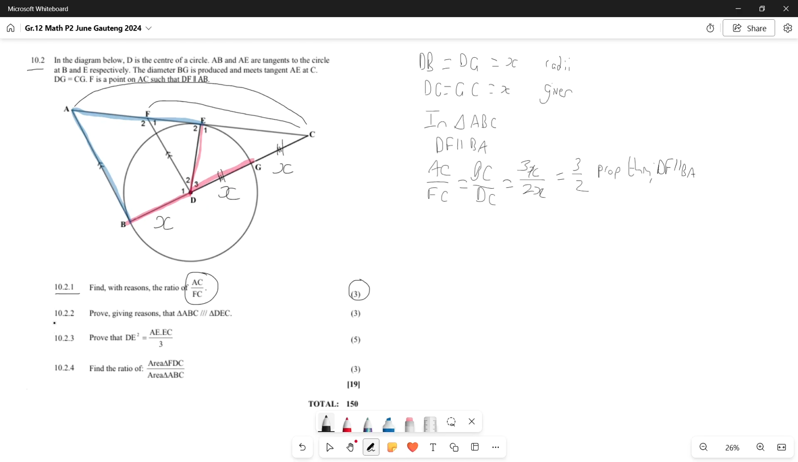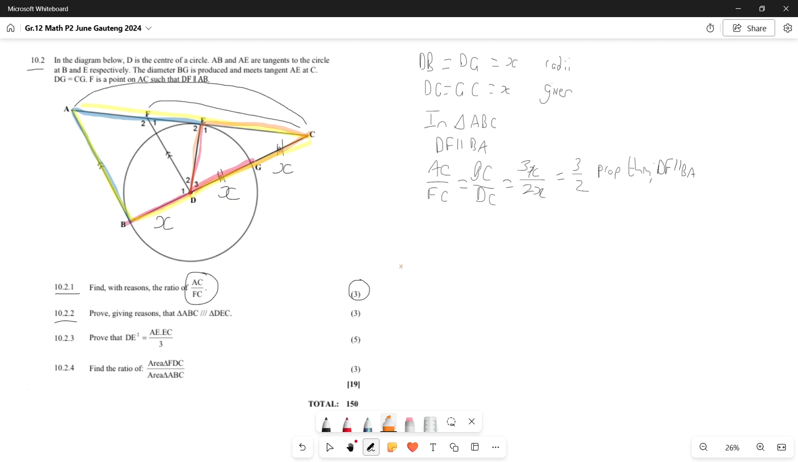Cool. From there, 10.2.2, they say prove giving reasons that triangle ABC, so ABC, this big triangle we were working in, is similar, 3 lines going up, to triangle DEC over there. So we're in the yellow triangle, and we're in the orange triangle over there as well.